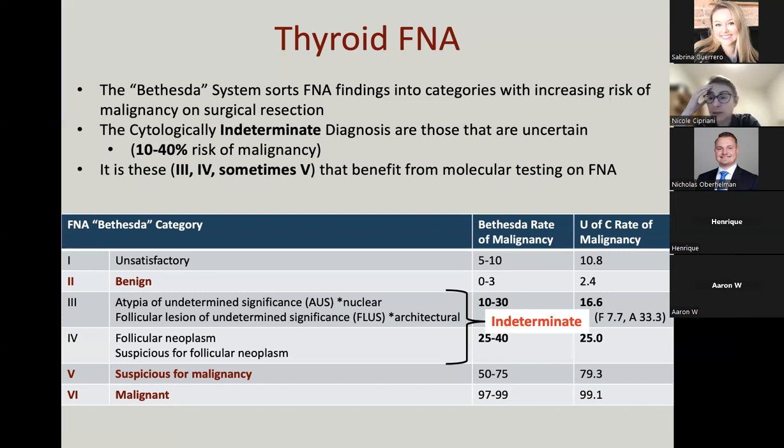The indeterminate groups, the 3s and the 4s, and sometimes the 5s, are the ones that are eligible for molecular testing on FNA in order to molecularly stratify whether these lesions are more likely to be benign or more likely to be malignant, because the visual eye cannot tell, right? So that's where the molecular testing on FNA comes into play in these so-called indeterminate nodules.